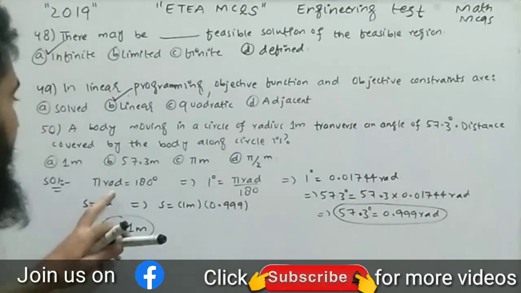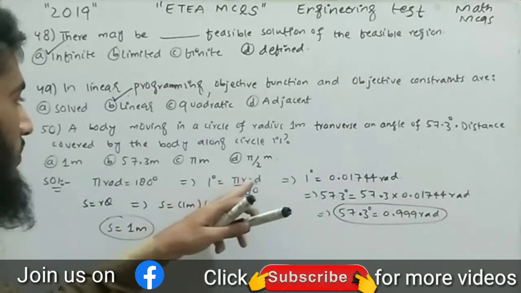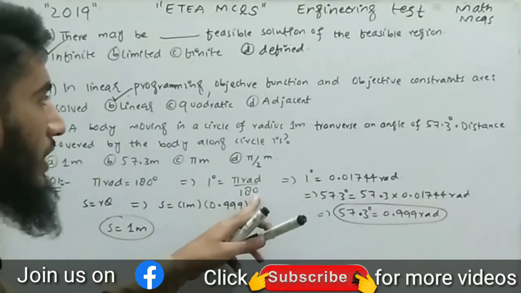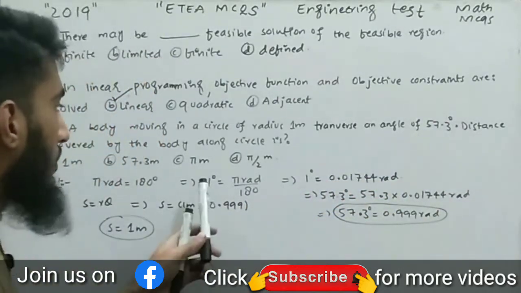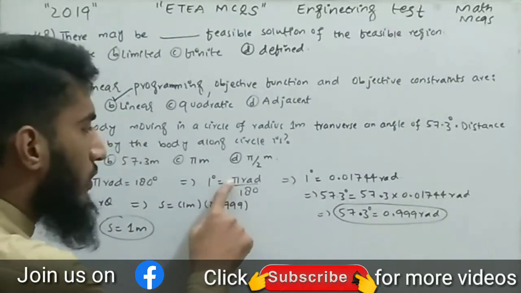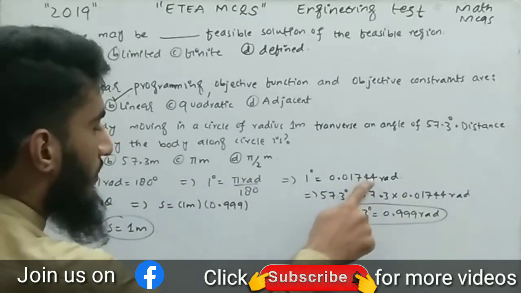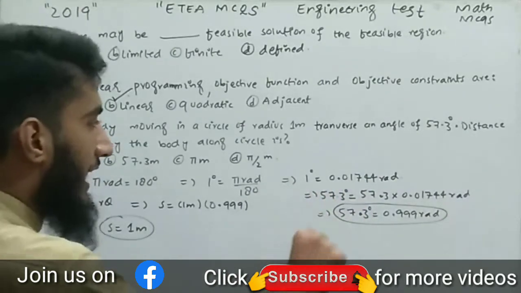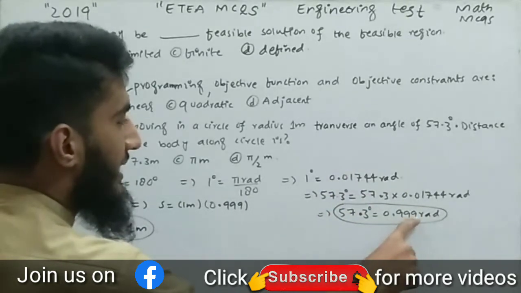So remember that pi radian is equal to 180 degrees. Divide both sides by 180. It becomes 1 degree is equal to pi radian divided by 180. As we are given 57.3 degrees, convert it into radians. So multiply 57.3 to both sides. Now over here pi is 3.14. So 3.14 divided by 180 gives us 0.0174. Multiply 57.3 to both sides. So 57.3 multiplied by this value gives us 0.999 radian.